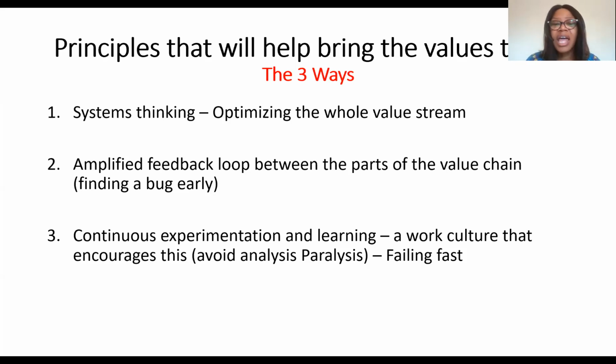So continuous experimentation and learning: a work culture that encourages failing fast, essentially, and we must avoid analysis paralysis. We are together, we are brainstorming, we think of something we can do. Let's not overthink it. Let us experiment, because remember, it's a quick cycle environment. If the results are good, we continue. If not, we pivot, we try something else. So avoiding analysis paralysis, failing fast and learning from it. That is what we're looking for here. A learning team, a learning organization.